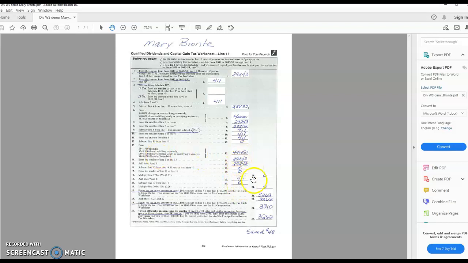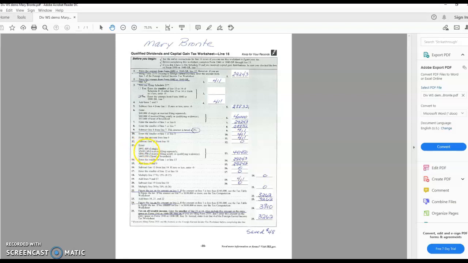This part down here isn't as necessary if you know what you're doing, because this is for when we have somebody that's in a higher income tax bracket. Now, Mary Bronte, she is in a smaller bracket, so she is able to pay 0% on her qualified dividends. But we're going to go ahead and fill this out anyways, just so we know what we're doing.